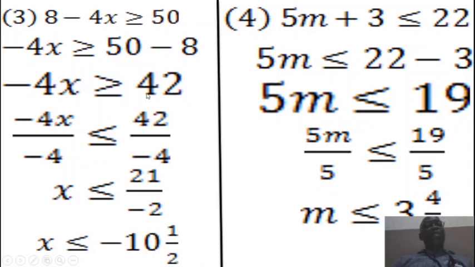We are going to divide by the coefficient of x, which is minus 4. But there's one good thing about inequalities. Immediately a negative sign is dividing both sides of the inequality, the sign of inequality reverses. So here it is greater than or equal to, here it is going to turn to less than or equal to.